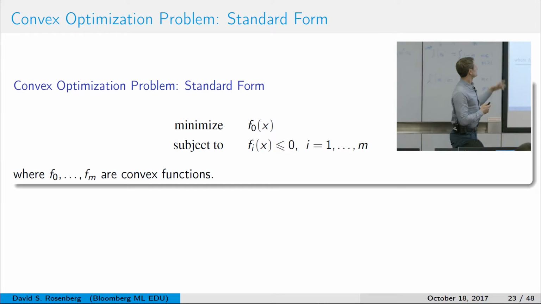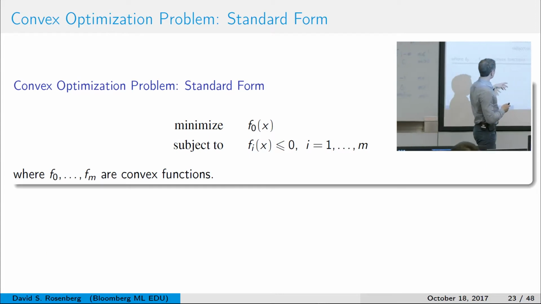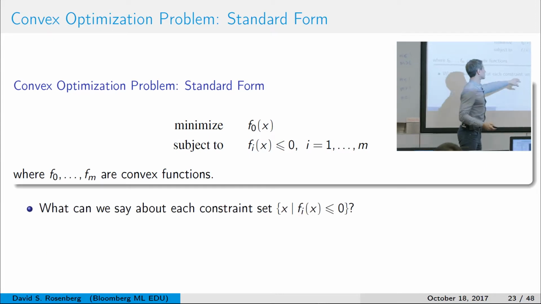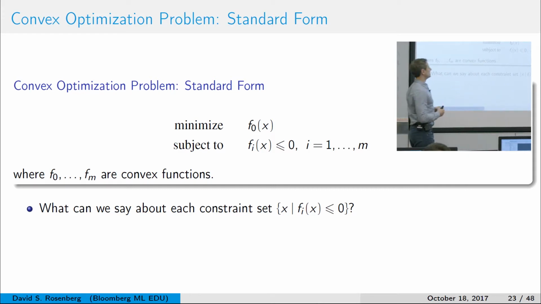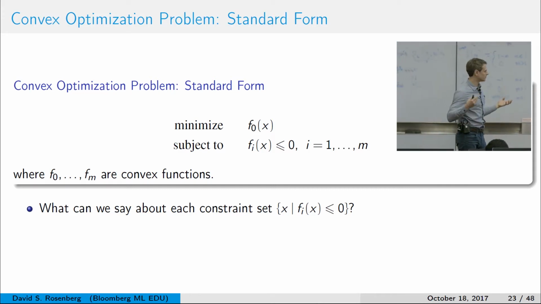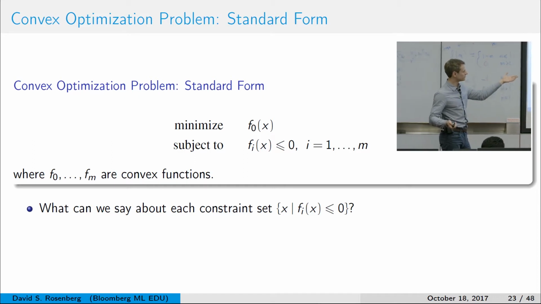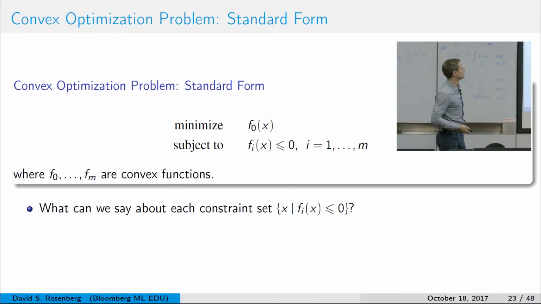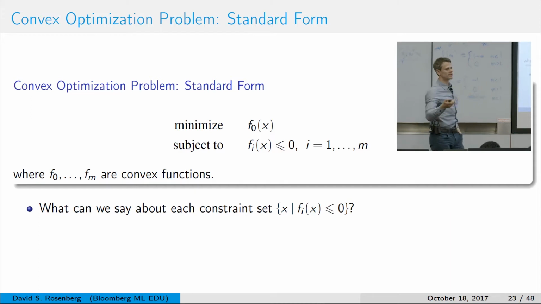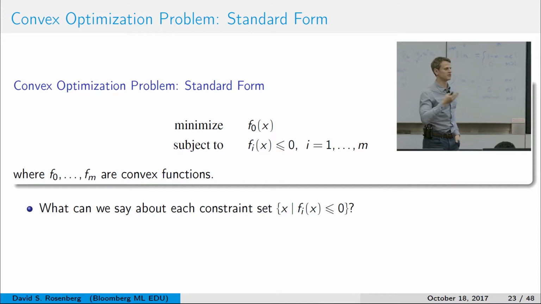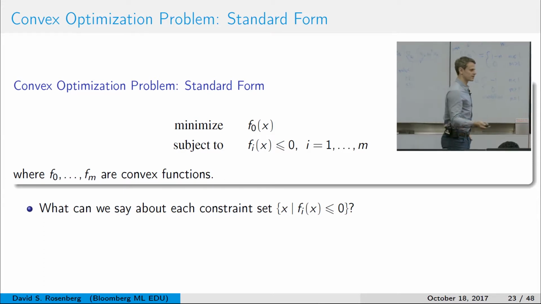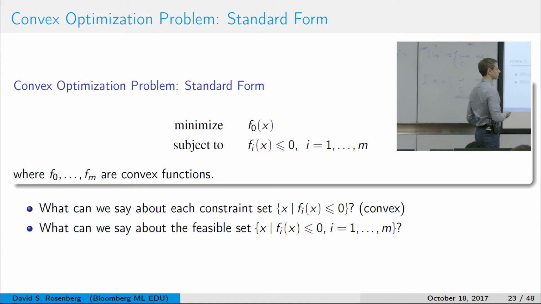So back to the original form, what can we say about each constraint set corresponding to function f sub i? It's convex. Why? It's a sublevel set for level 0 of f_i. And we have a whole bunch of these constraints. So the intersection of these constraints corresponding to each of the f_i's, that's the intersection of a bunch of convex sets. And so that's also convex.